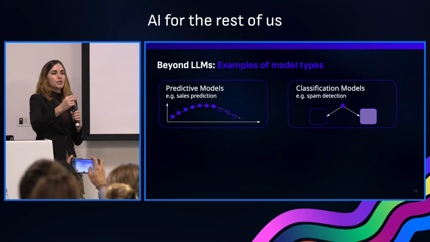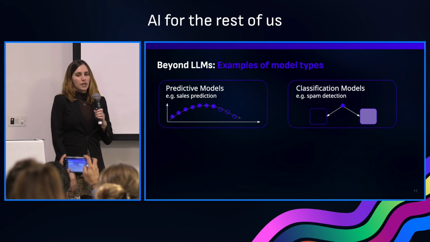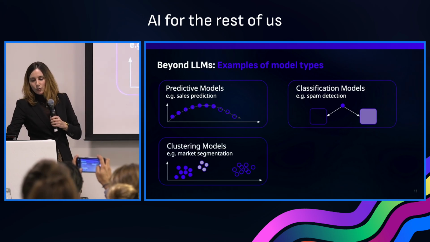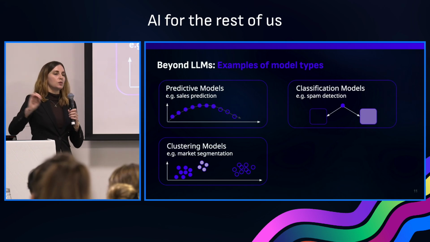So they're using classification models to figure out if what you receive is spam or not. We have clustering models here. You can think about market segmentation.